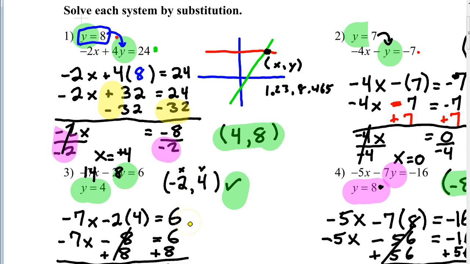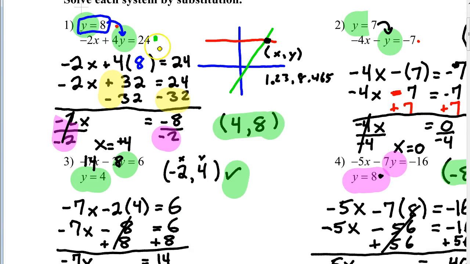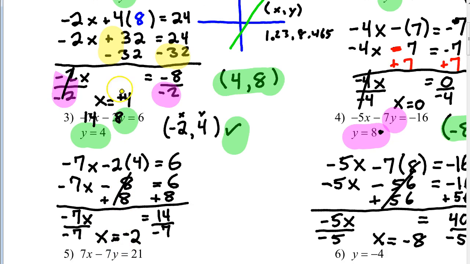First, just review a few things. Reminder that your answer, like on number 1, is not positive 4. The answer on number 3 is not -2. The answer is in coordinate form, so you have to have the x and the y.